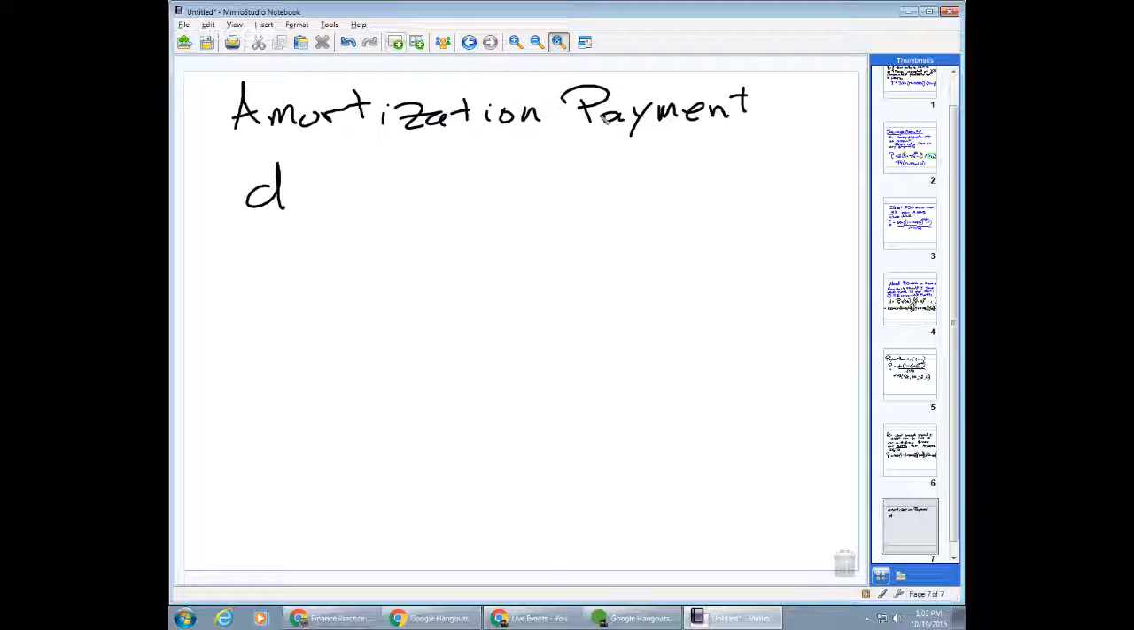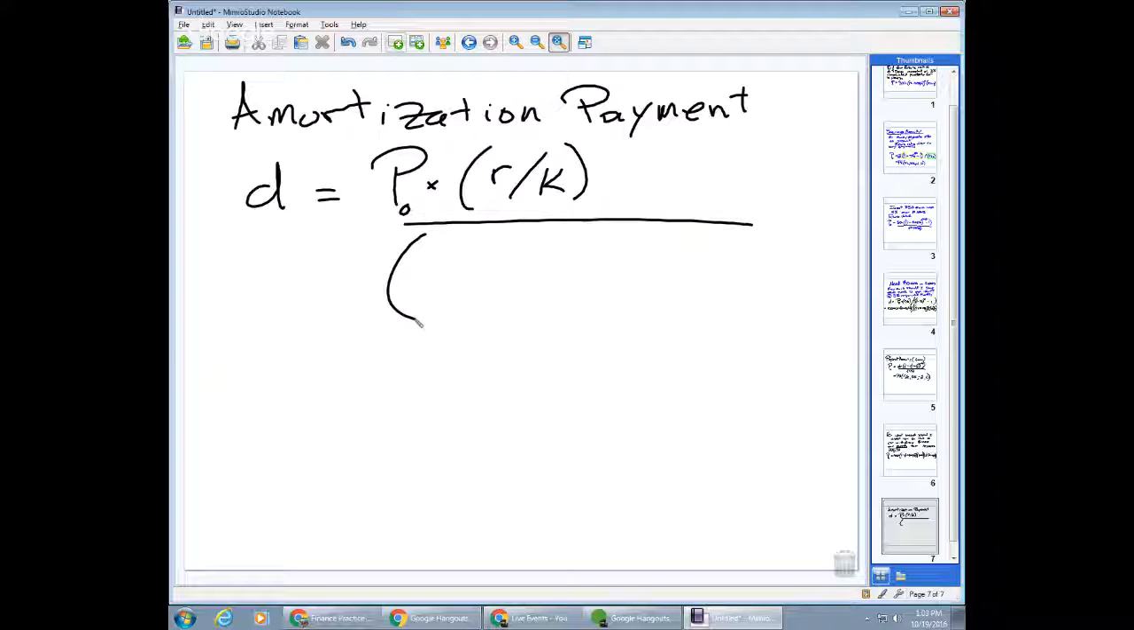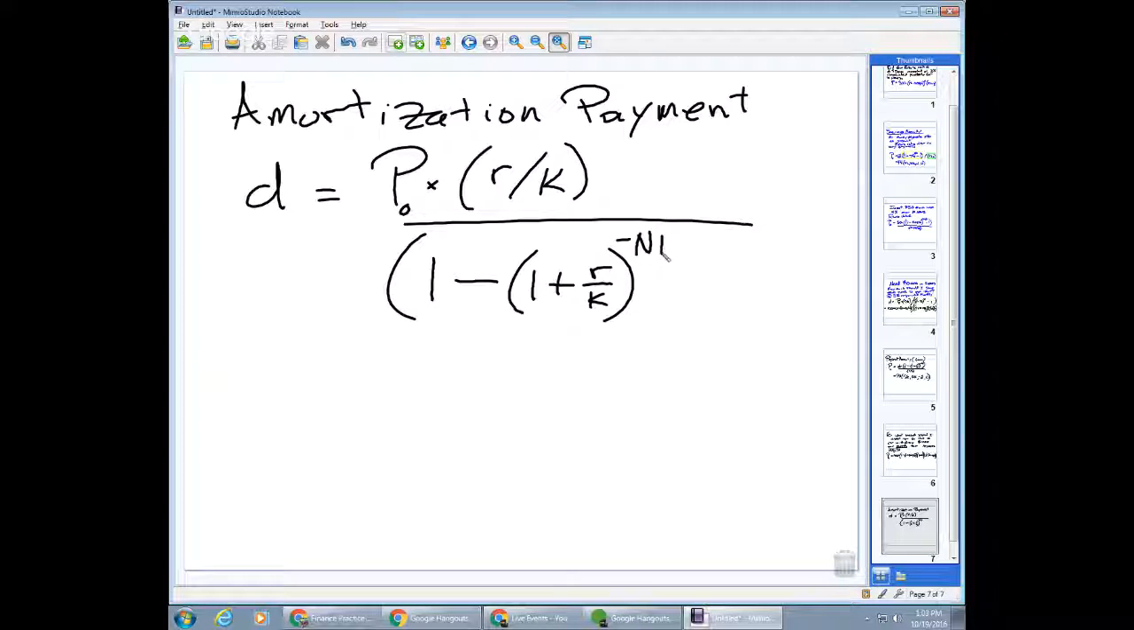So to calculate an amortization payment, you need to know what the initial principal is. That's the P sub 0. And then we multiply that by the periodic rate, R over K. And then we divide it by this long crazy thing, which I like to put in parentheses: 1 minus parentheses 1 plus R over K. Ian, what do you think the power is going to be? Yeah, negative NK. And that's it. Close it. That's the formula right there.